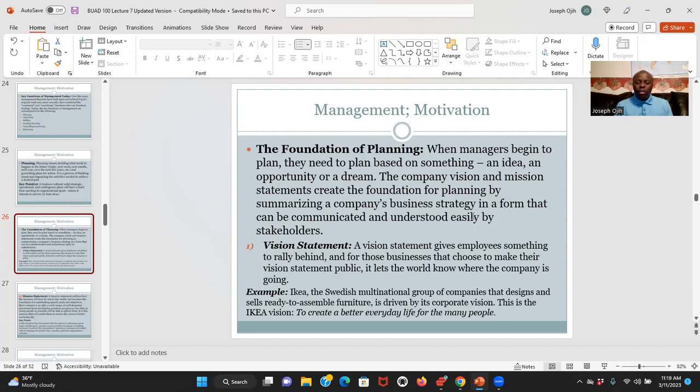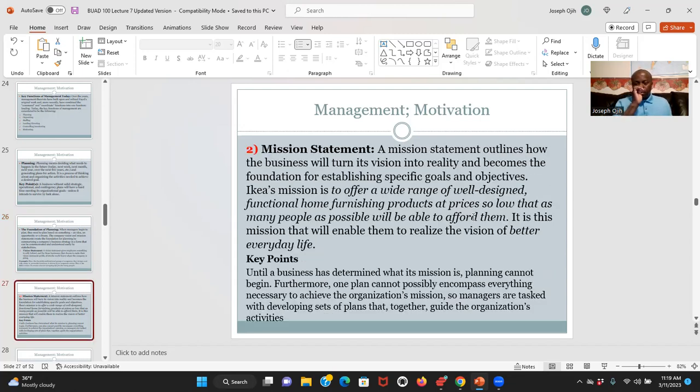Their vision is summarized in this form. They say that their vision is to create a better everyday life for many people. That's their vision: create a better everyday life for many people. That's what the vision statement does. It gives employees and customers something to rally behind, to create a better everyday life for many people. That's a very bold statement. So how are they going to do this? That will lead us to the mission statement.